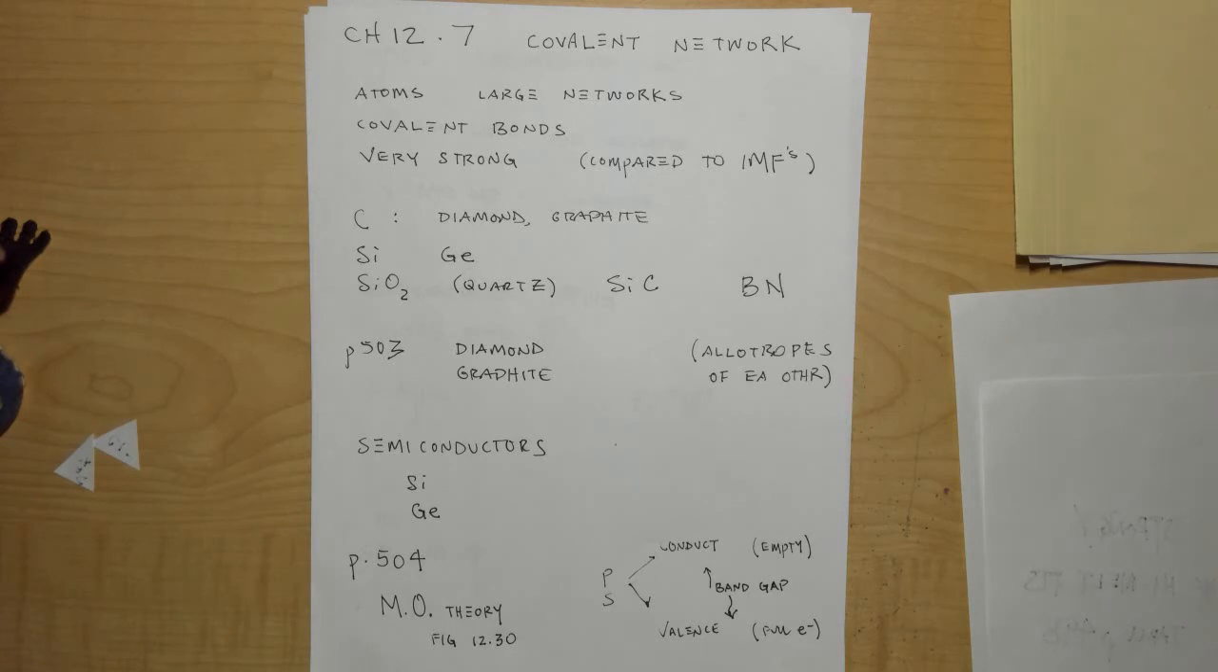Notice on the periodic table, where's the element carbon? Where's the element silicon? Where's the element germanium? Can you find a pattern on the periodic table? Where are they located? So notice that those types of covalent network substances are in one area of the periodic table.